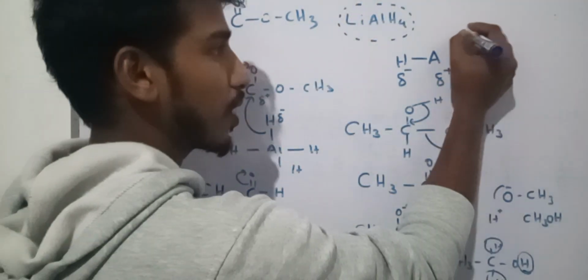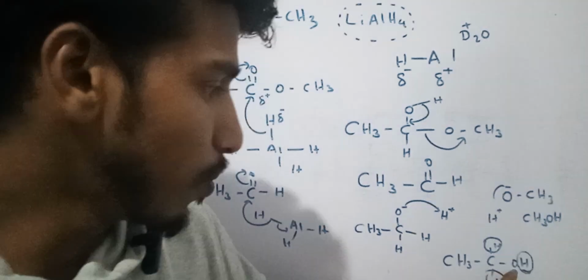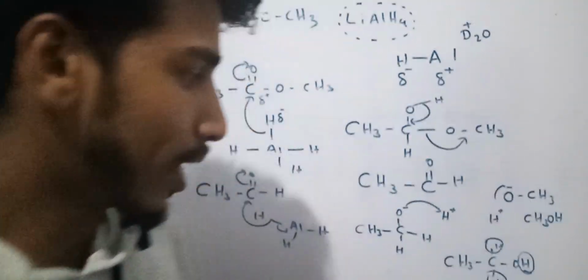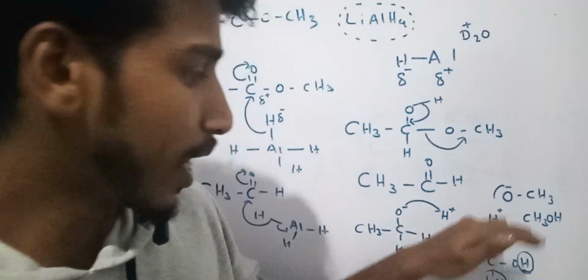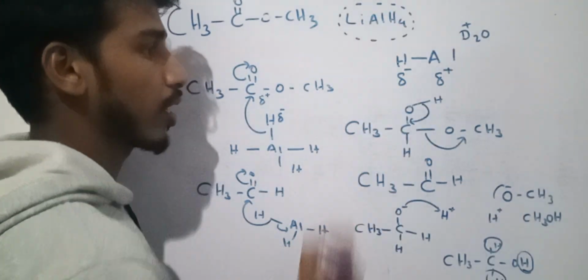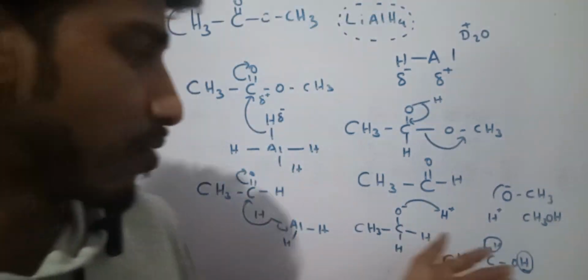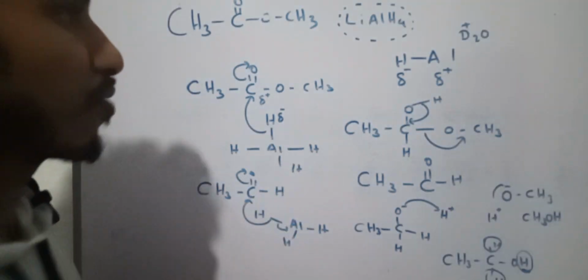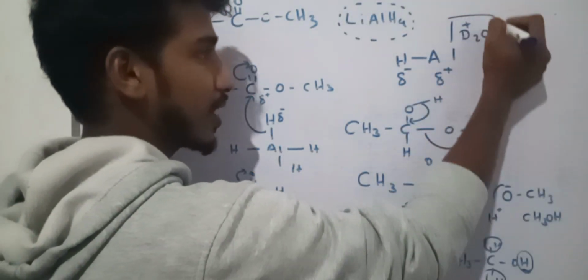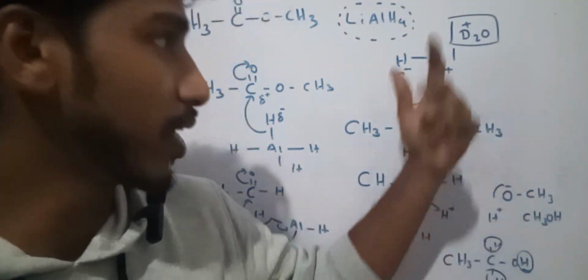So if you have D plus 2O here, we will have OD then. So you should understand that difference. The hydrogen attached to the carbon is mainly from AlH4, and the hydrogen attached to the oxygen in the final alcohol is mainly from the acidic nature. So if it is H plus, it's going to be an OH. If it is D plus, you'll have an OD, right?